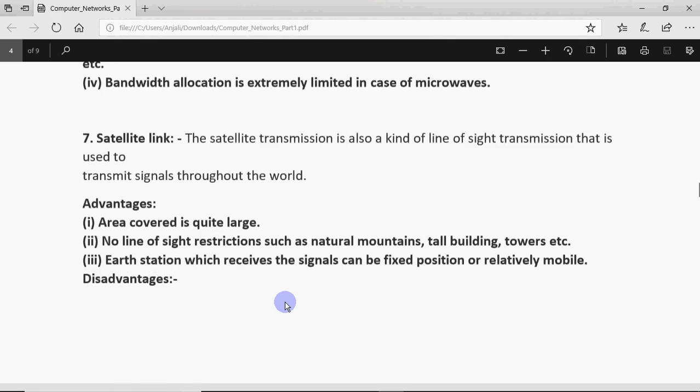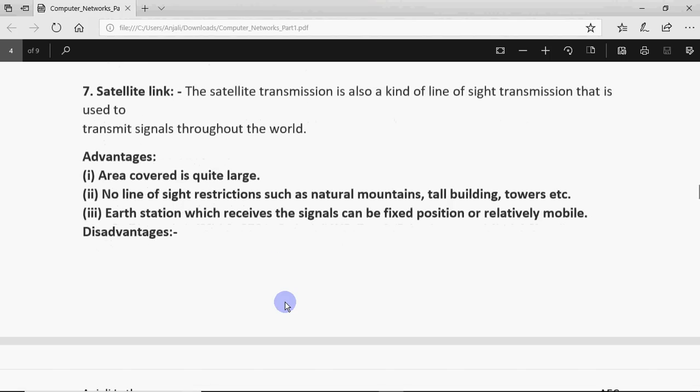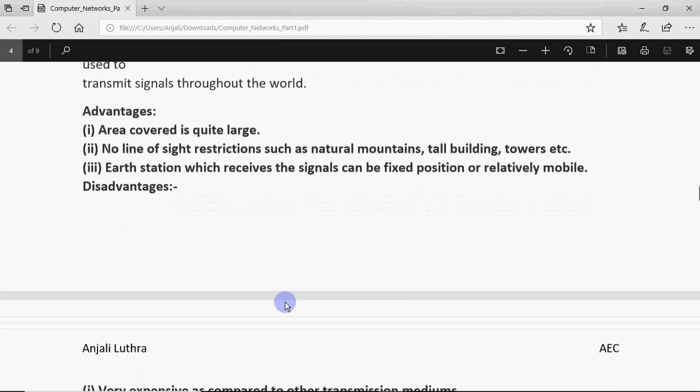Satellite is no doubt the best way for wireless transmission, but it is expensive as well. So satellite transmission is also a kind of line of sight transmission that is used to transmit signals, but in this case, the data is not sent from a tower to a tower. It is sent from a tower to the satellite in the sky, and that satellite sends it back to the receiving tower. So advantages: the area covered is quite large.